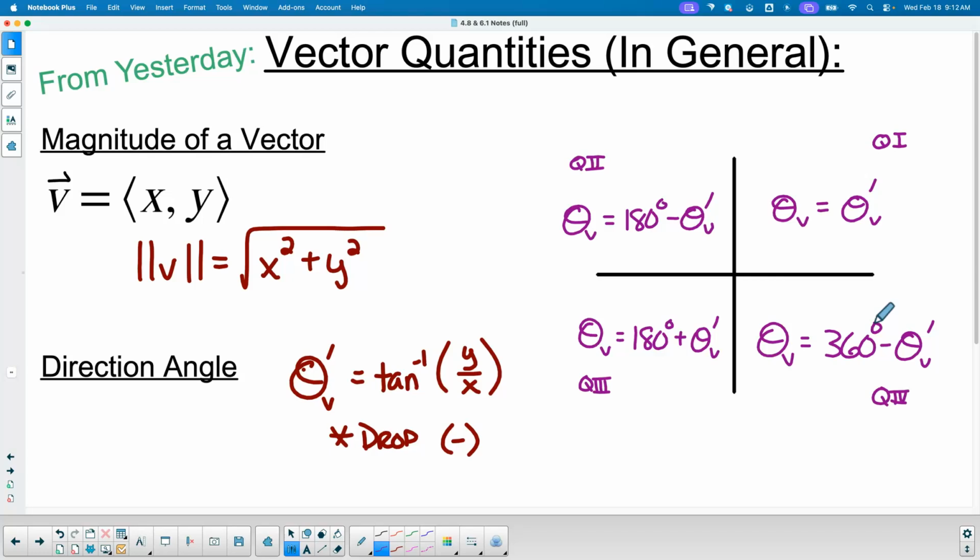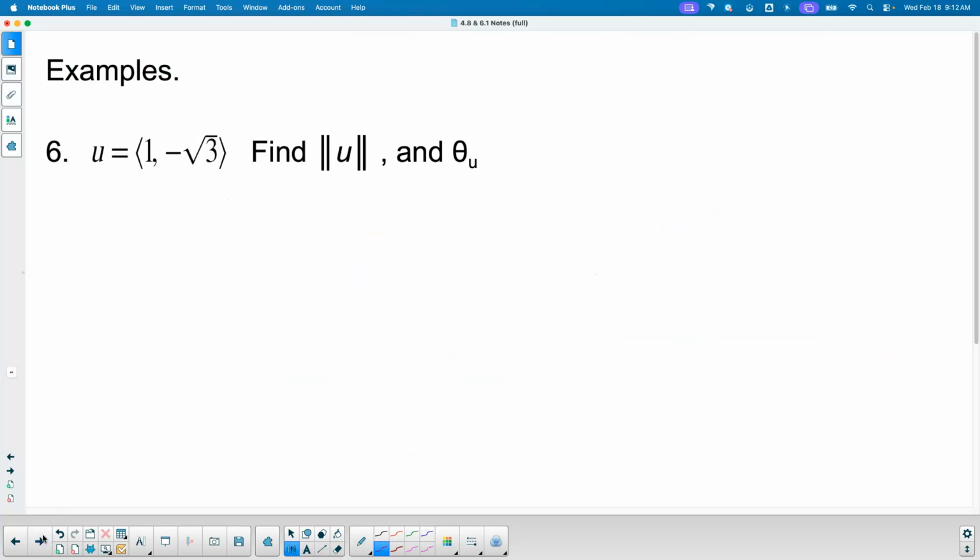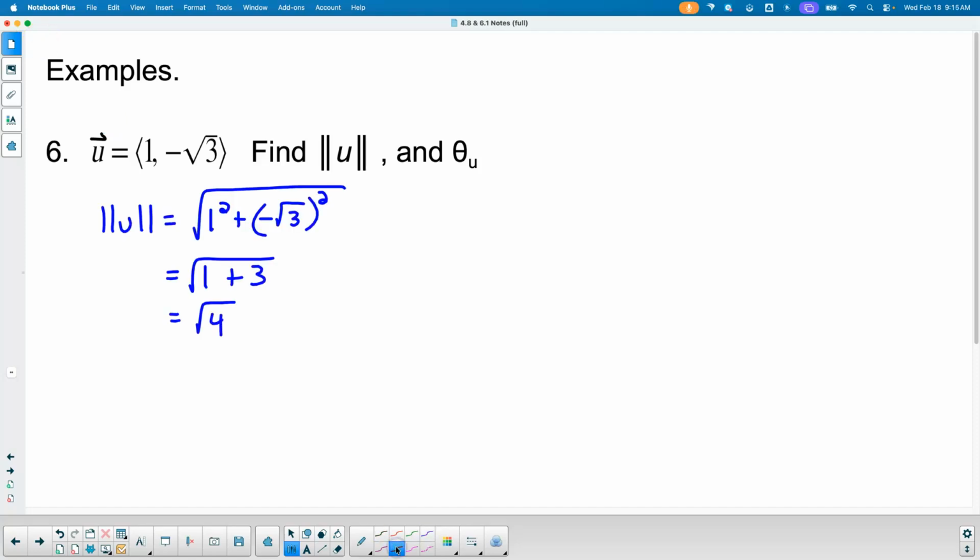Okay? With that being said from yesterday, let's put it to work. Here is vector u. Vector u has the component form of 1 comma negative square root 3. I want you to find me the magnitude of u and the direction angle of u. Okay? Try it. I get the magnitude of u is 2.